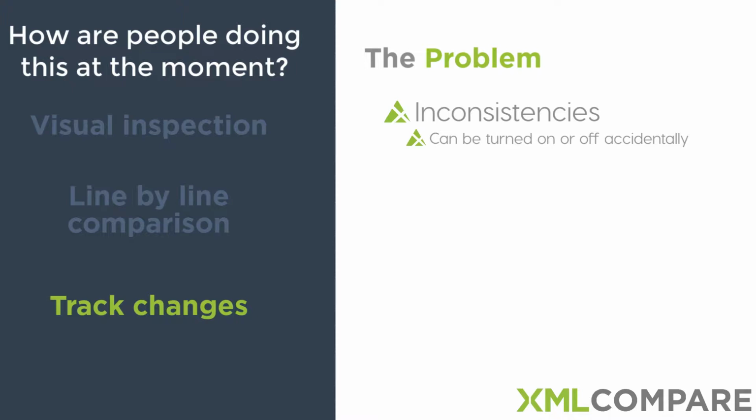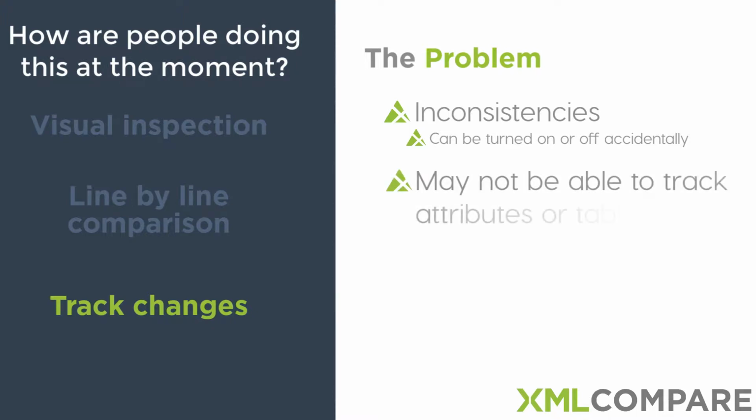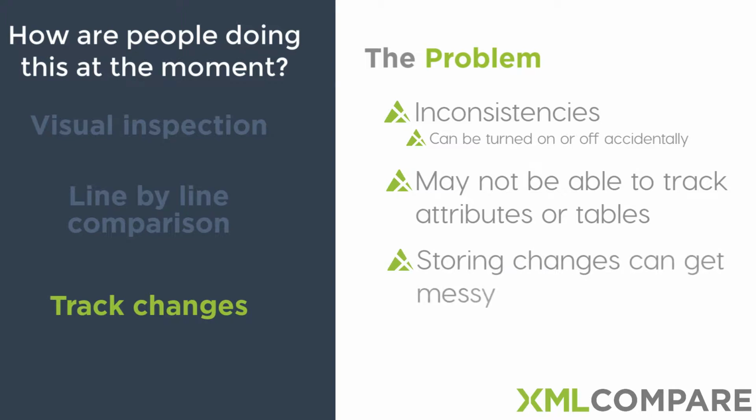And there are also limitations depending on the tools that you're using. They may not be able to track changes to attributes or tables, for example, and they don't always give you the kind of granularity that you need. They're very good for showing exactly what's changed as you type, but once you've got a few different versions of a document, storing the changes as track changes throughout all those different versions is going to give you a lot of complexity, which might look very messy. What you often need is an overview of how the document has changed from the first version to the last, rather than all that detail.